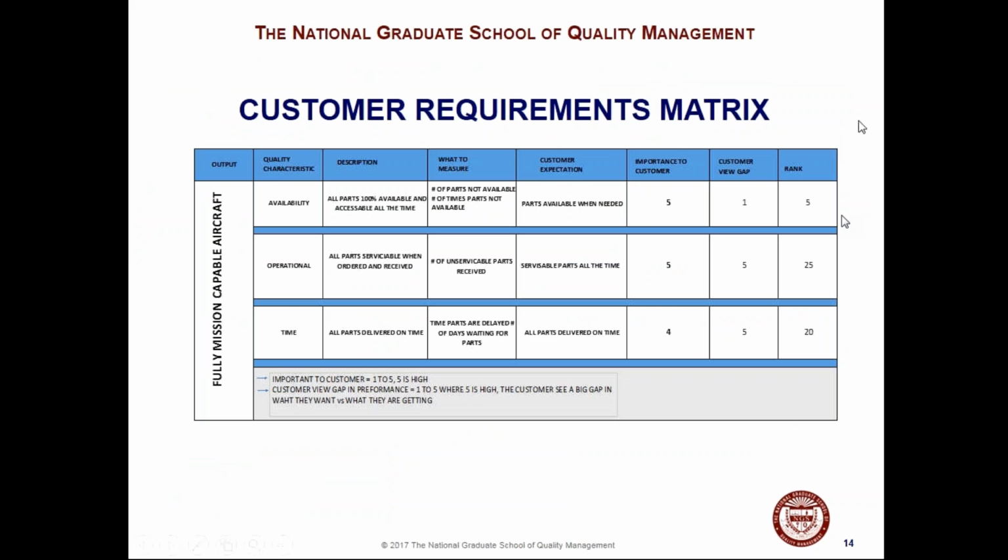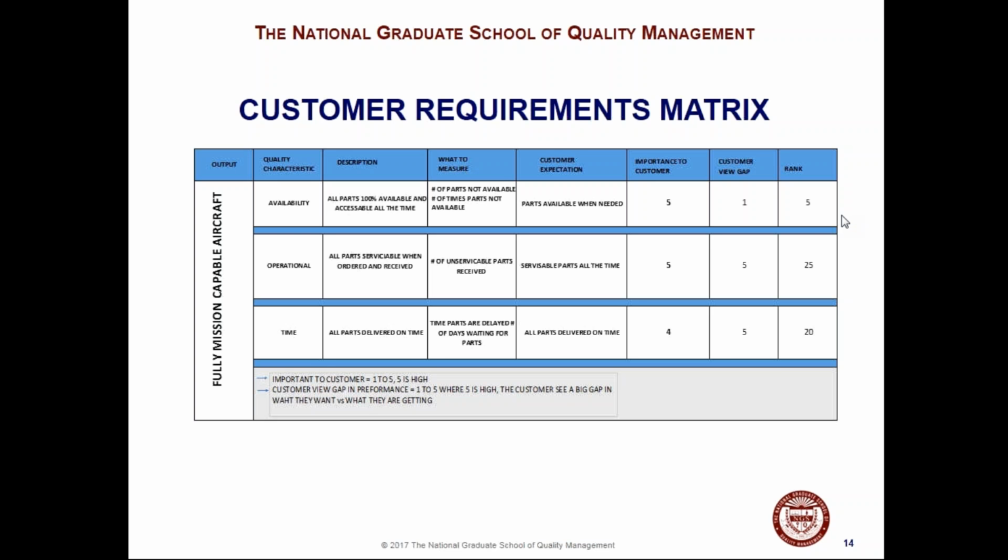Okay, this is our CRM, our customer requirements matrix. Availability is the key. Make sure of the availability of the parts. Are parts 100% available? If they are, what is the time? Are we getting them in the time that we need to fix the aircraft? If the parts are not available, how many times are they not available? Why are they not available?